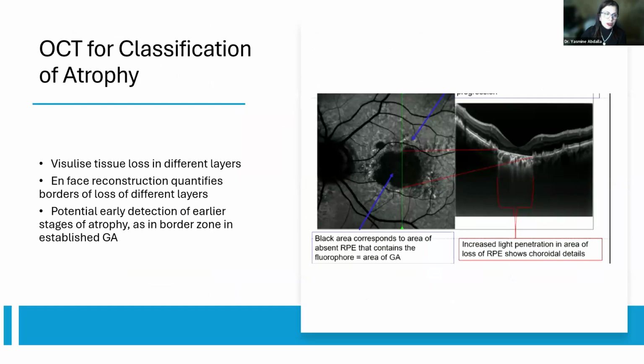So we spoke about geographic atrophy, but we need to know how the OCT is helping us in this. Historically, geographic atrophy was a diagnosis made upon fundus photography or slit lamp examination. But now we can visualize different layers, and we can use en-face reconstruction to quantify borders of these layers. So we can potentially detect early stages of atrophy. If you look here, this black area is absent RPE, and this area is sick RPE, the hyperfluorescent. Then when you go through this cross section on the OCT, there's lacking RPE here, and hence you can see the choroidal details because of the light penetration.